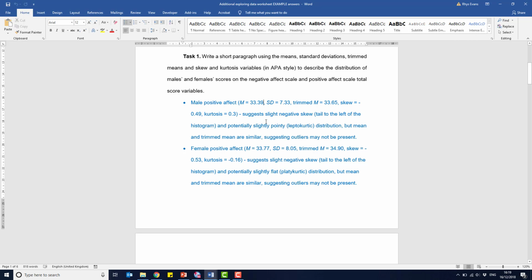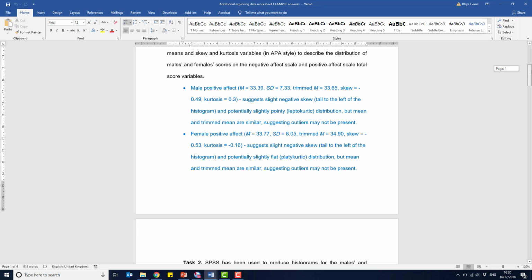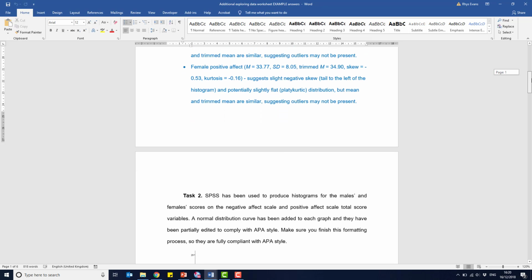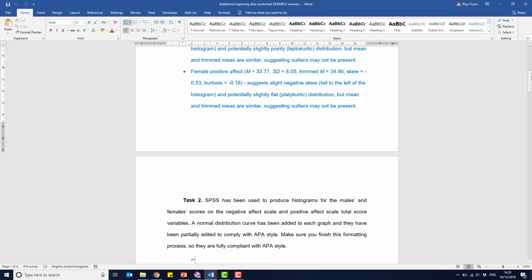So what we can suggest is, from looking at the descriptive statistics, there's a slight negative skew. We might have a slightly pointy distribution, which is called leptokurtic. But the means and things are similar, so outliers may not be present, but when we look at our box plot, we know that there are some mild outliers, so they perhaps aren't that significant.